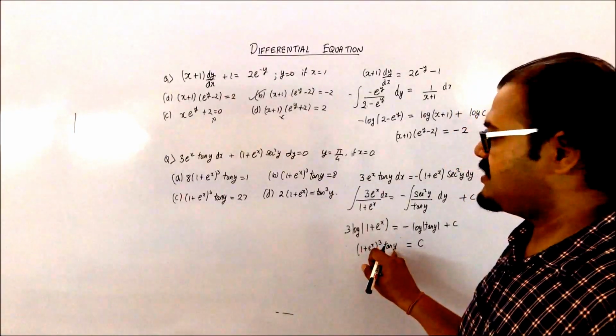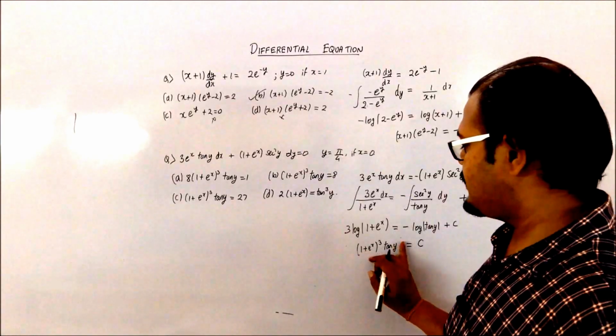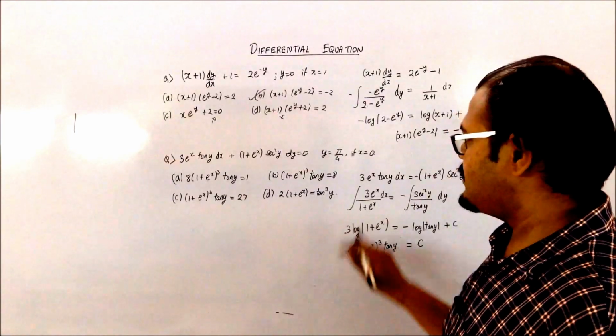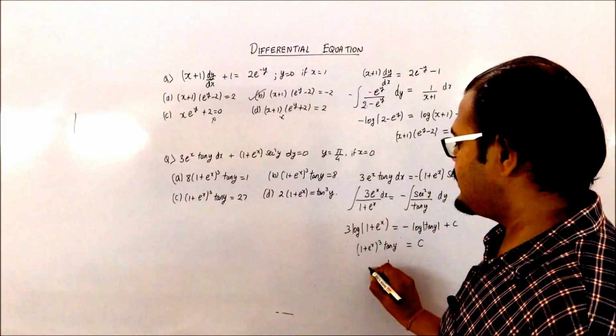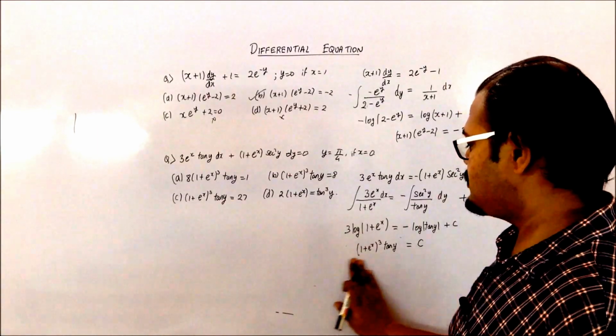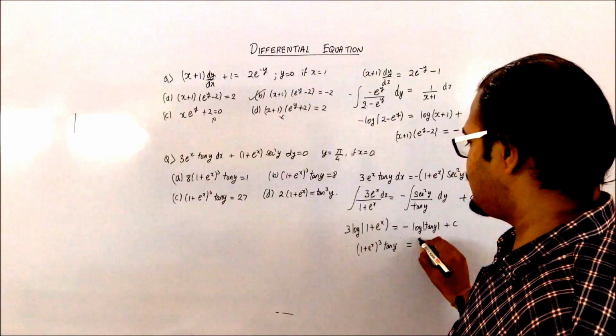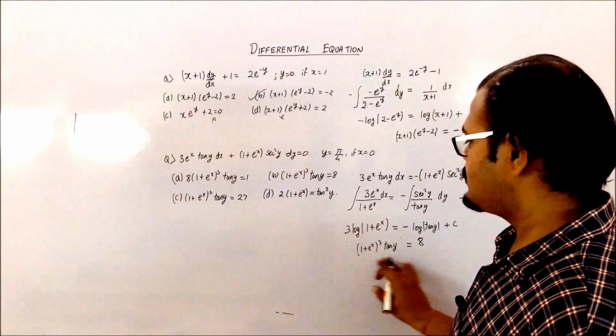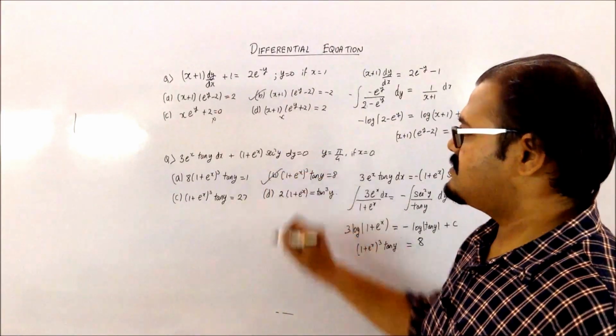So when you are substituting y as pi by 4, tan pi by 4 you will get as 1, and when you are substituting x as 0, you will get it as 2 cube. So your c is basically 2 cube value, so you will have it as 8. So your option is basically B option.